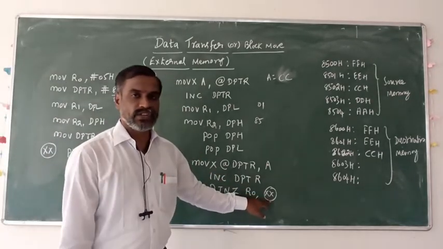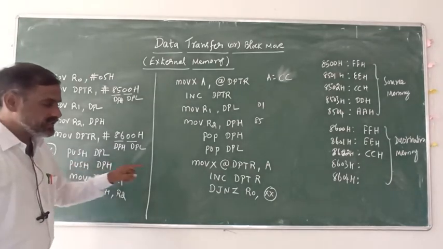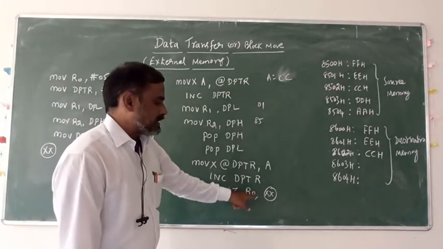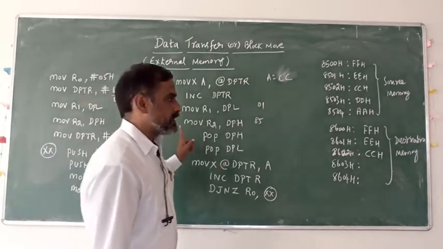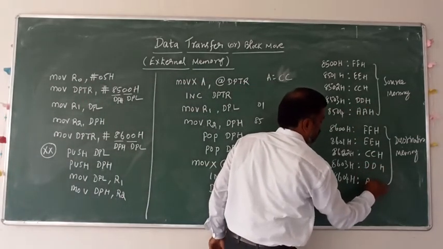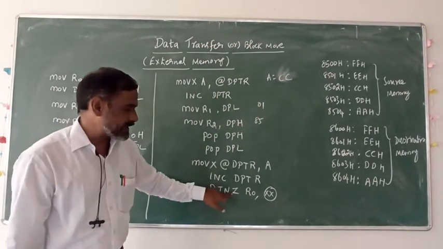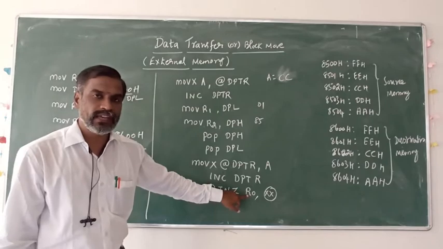Now to check whether it is 0 or not. Not 0. Again jump to here. Push this one. This program will be repeated until all the data is transferred. When all the data is transferred, decrement R0. Now R0 will be 00.